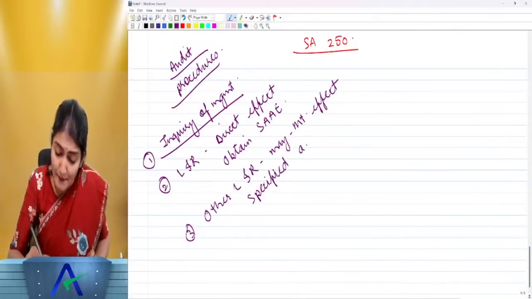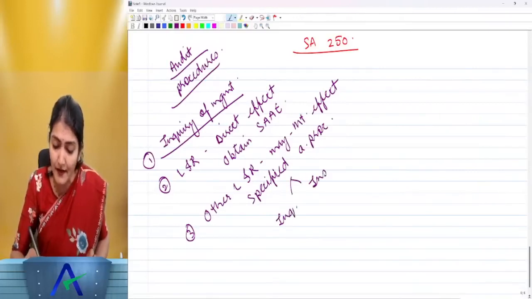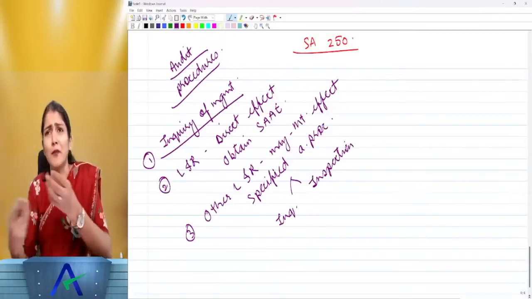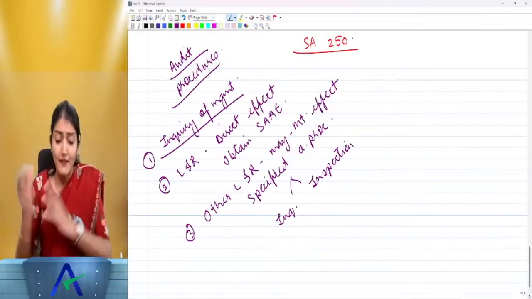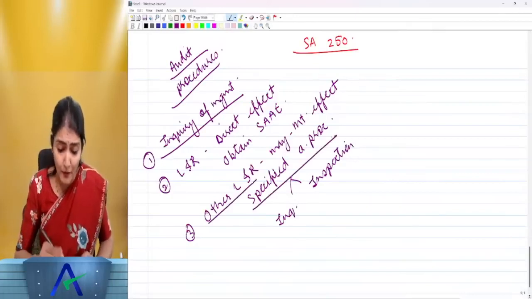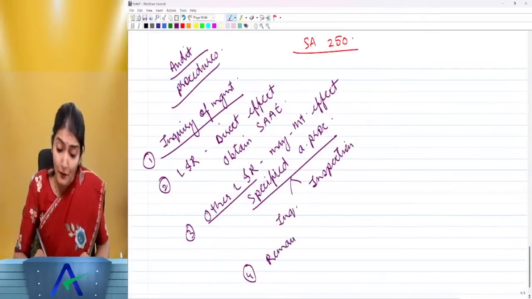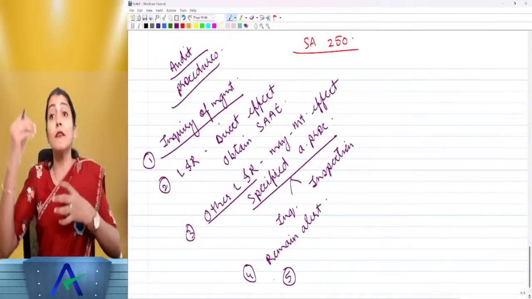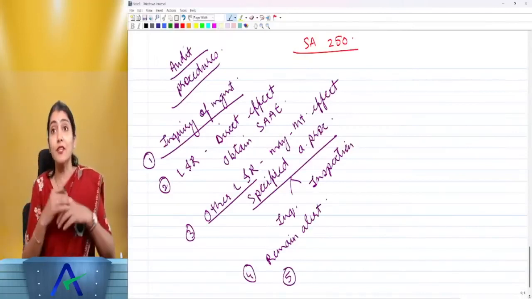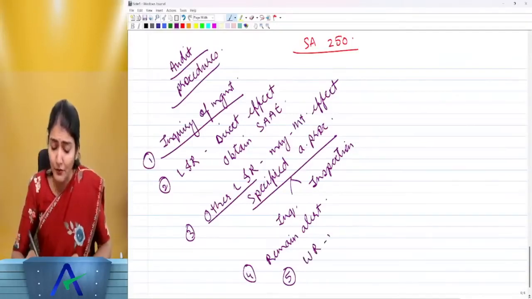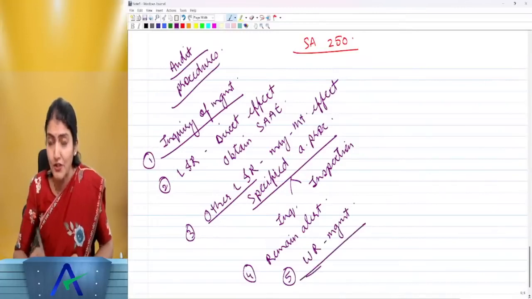What are the specified audit procedures? Inquiry and inspection of the correspondence with the environmental authorities, labor authorities, and so on. So for other laws and regulations, you perform the specified audit procedures. Then, auditor, you remain alert throughout the audit and maintain an attitude of professional skepticism. And last one, whose responsibility is it to comply with the laws and regulations? It is the responsibility of the management. So as an auditor, you need to obtain the written representations from the management.